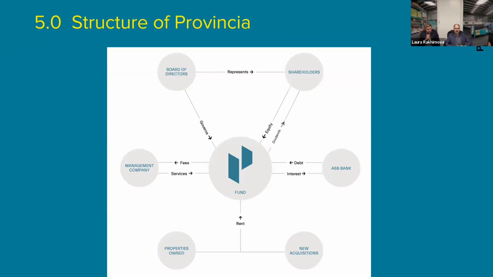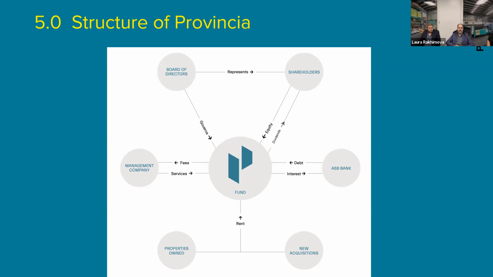Yeah, so a little bit about our structure. We're a limited liability property fund. This diagram explains how it works. In the middle is the fund, which is Provincia, which is just a limited liability company. Provincia is managed by a management company, which charges fees and provides the management. The management company has all the expertise and the staff, and looks after all the accounting and all the asset management, so all that side is taken care of if you're investing in a fund.